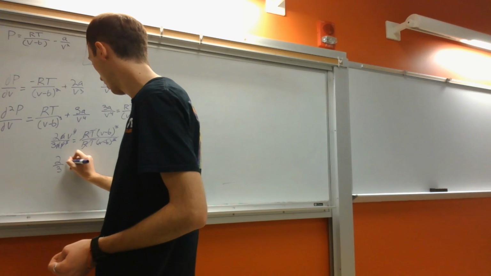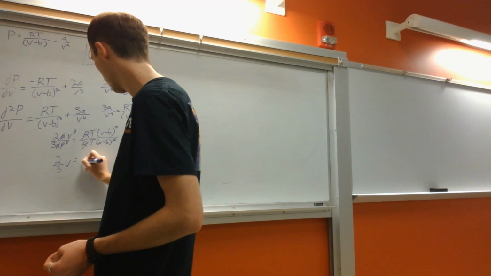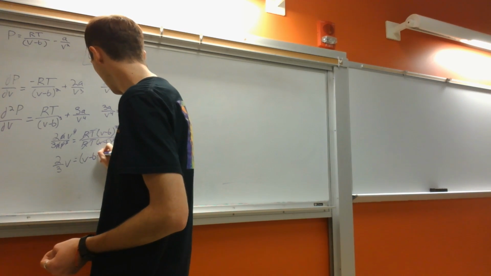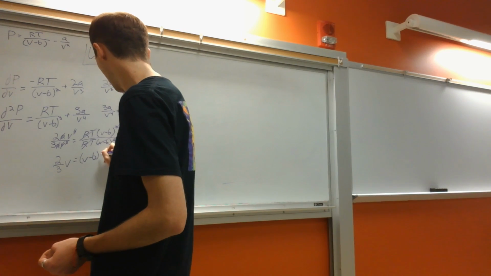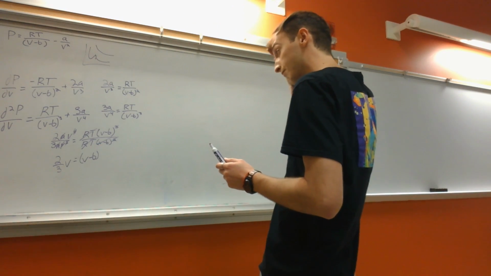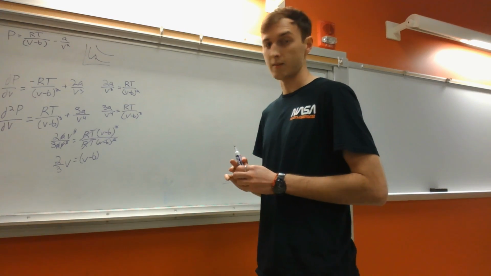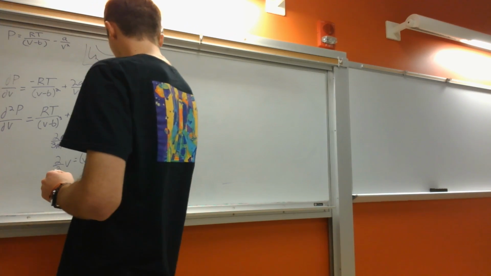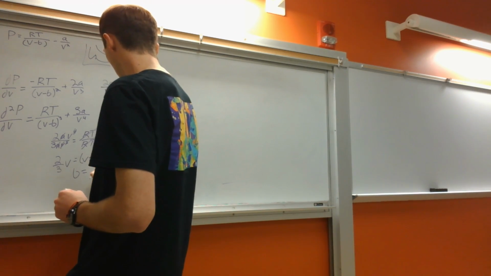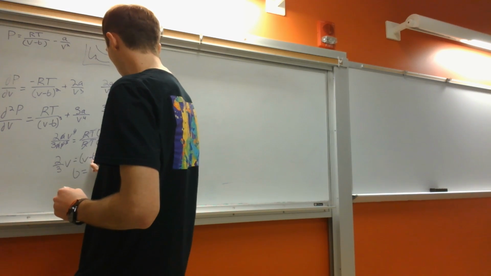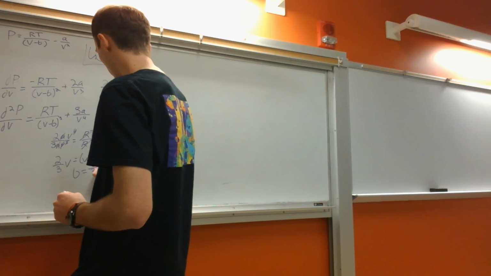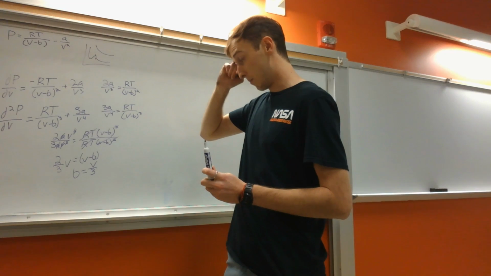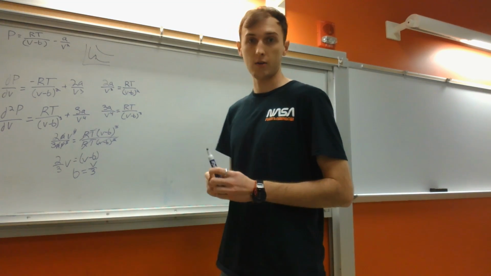So this will yield us 2/3 V is equal to V minus B. And then we can pull B out of this equation, since we have canceled out our A's by doing this, which yields us B is equal to V over 3. So we've got our B set up for our critical values.